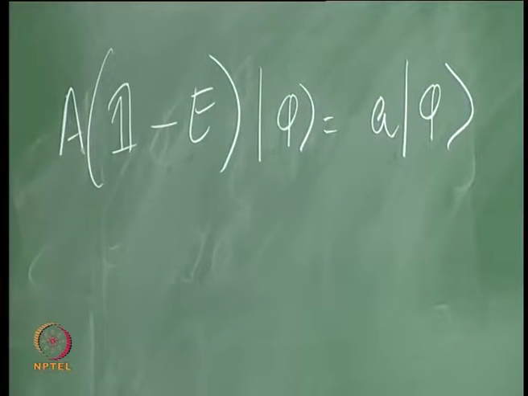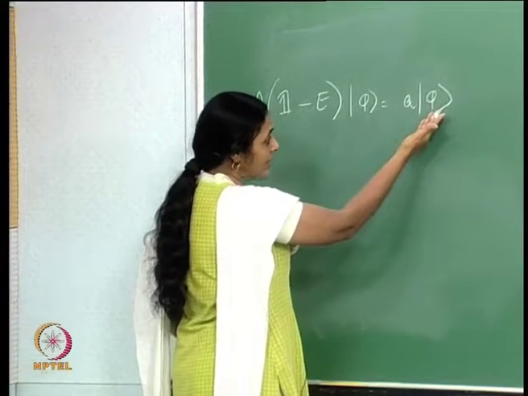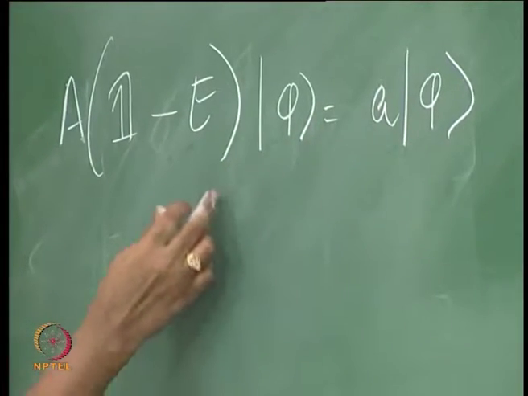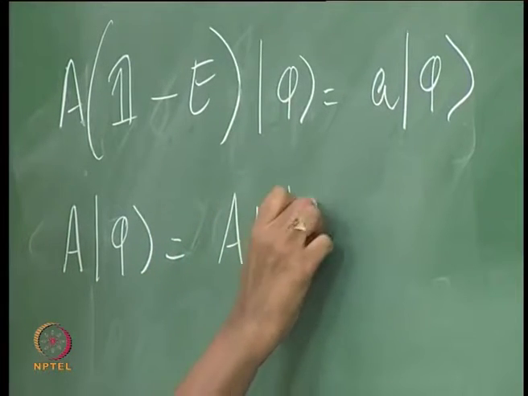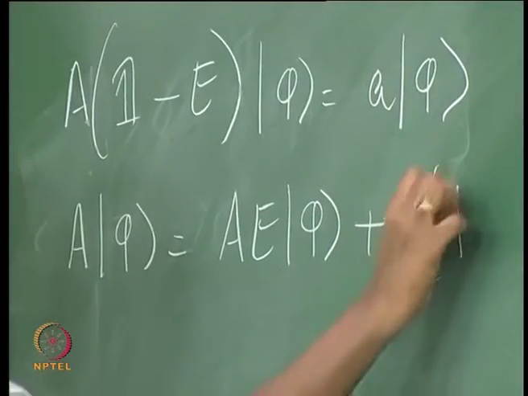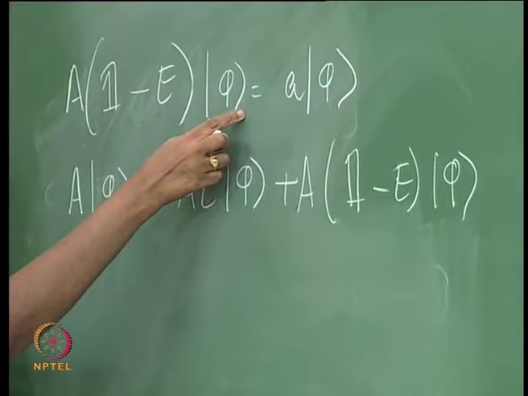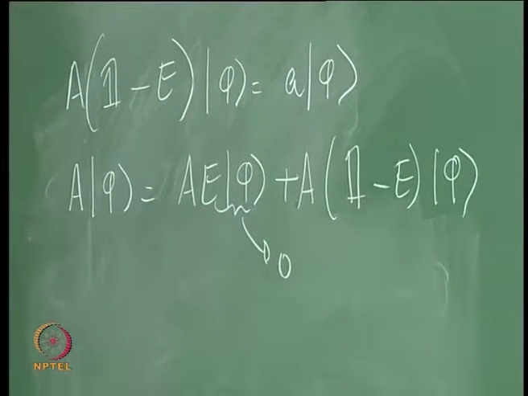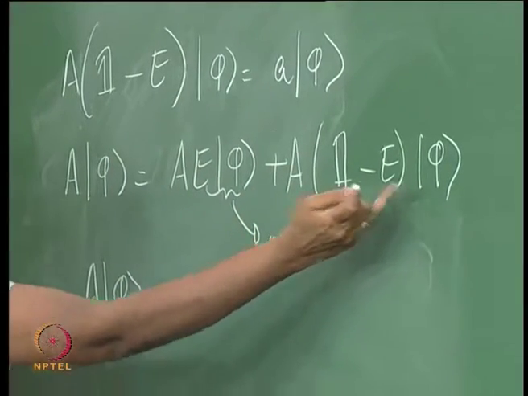This is a matrix, an operator with a matrix representation. It is a Hermitian matrix. I would expect it to have one eigenvalue at least with a corresponding eigenvector. But this object, therefore phi, is an eigenvector corresponding to this operator. Now consider A phi. A phi can well be written as A E phi plus A times (identity minus E) phi. But phi is a vector in M bar. Therefore, E phi is 0 because E is the projection operator onto the subspace M. So, there is nothing to project into the subspace M. And therefore, A phi is the same as A times (identity minus E) phi, which is a phi.